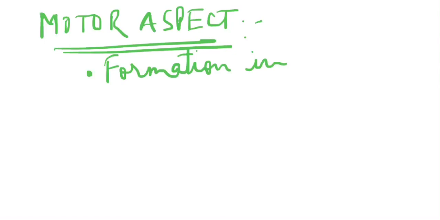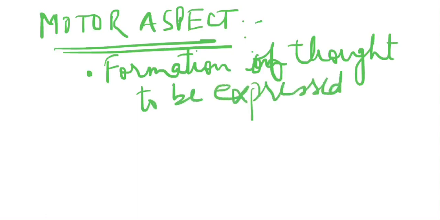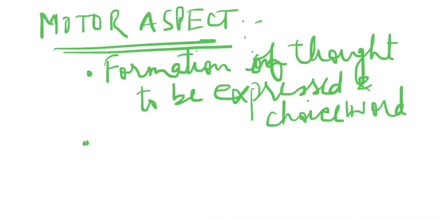first and foremost, there will be formation of thought, right? Like what we are supposed to say. Formation of thought to be expressed, that is one part. And what is the other part? Along with this formation of thought to be expressed, there will be the choice of the words. If you want to say anything, there can be so many words for that. So the choice of the word and the formation of thought to be expressed, that is the one part.